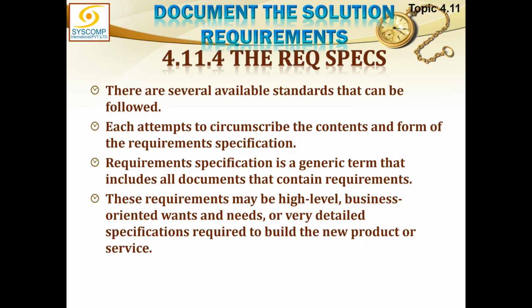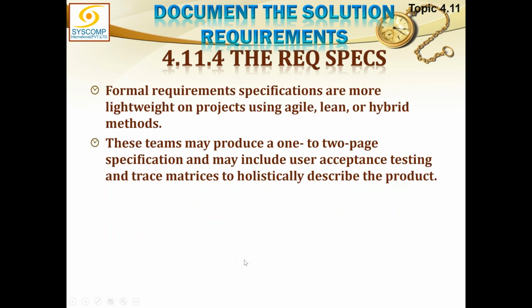Requirement specification is a generic term that includes all documents that contain requirements. These requirements may be high level, business oriented wants and needs, or very detailed specifications required to build the new product or service. Formal requirement specifications are more lightweight on projects using agile, lean, or hybrid methods. These teams may produce a 1 to 2 page specification and may include user acceptance testing and trace matrices to holistically describe the product.